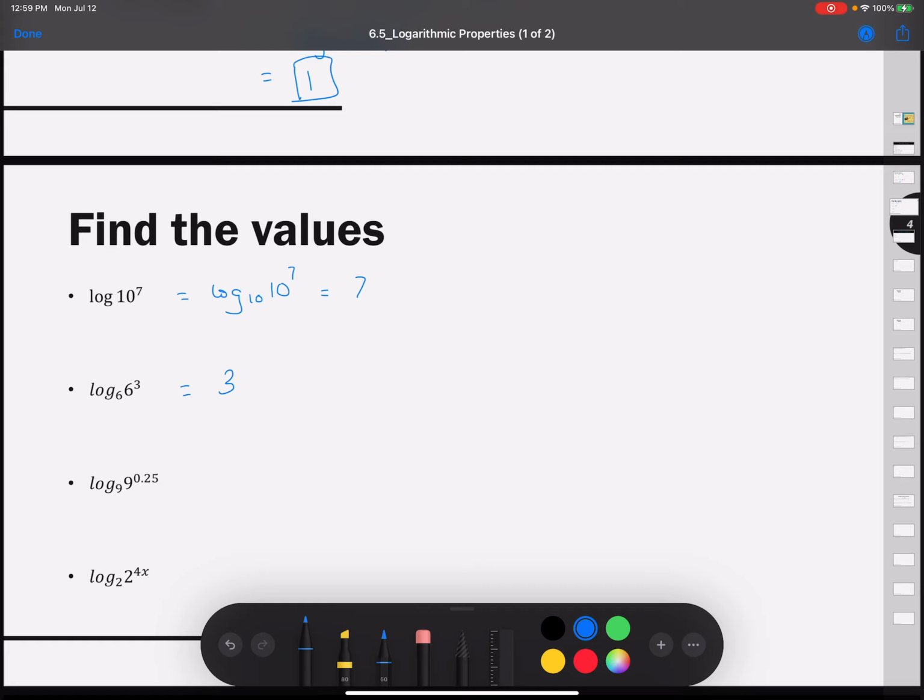Log base 9 of 9 to the 0.25. Same property, property number 3 again. Log base 2 of 2 to the power of 4x. Same property, it is going to equal 4x.